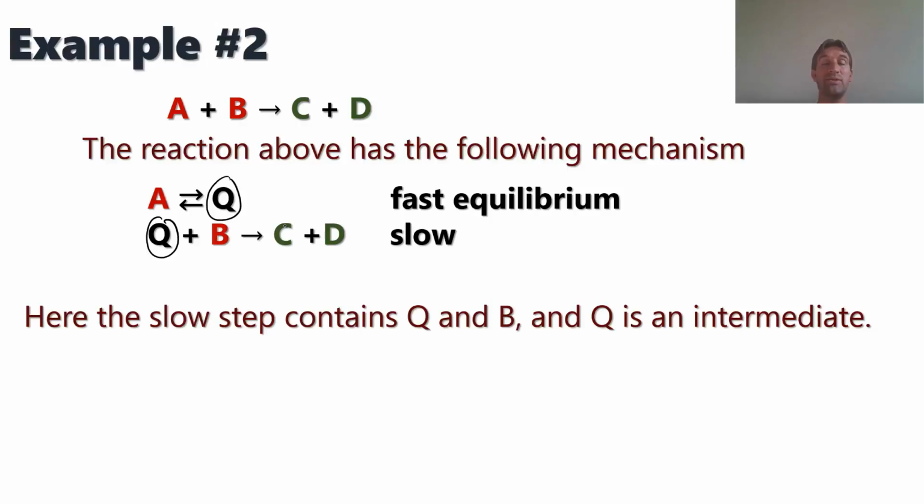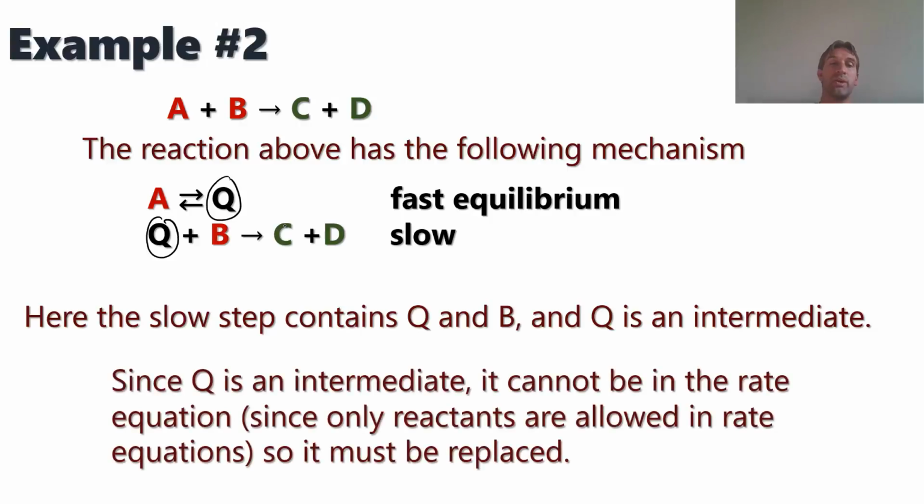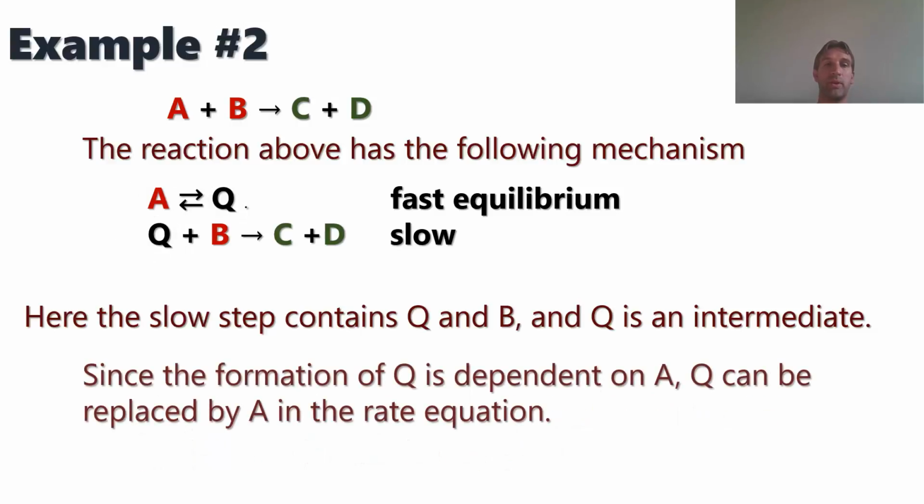What we'd have to do in a situation like this is substitute in A for Q, because the concentration of Q is directly determined by the concentration of A in a 1-to-1 ratio. So if I were to double the concentration of A, it almost immediately doubles the concentration of Q, which is then used up with B in our second step. So if I were to write out a rate law based upon this information, here's what we would think about.